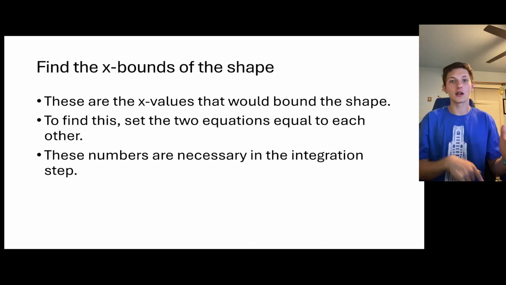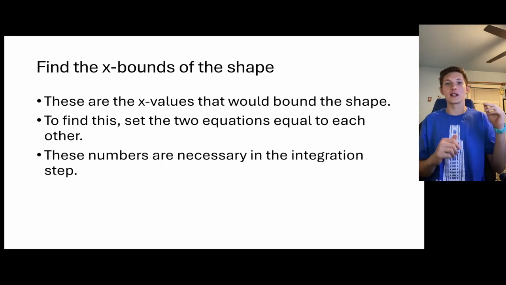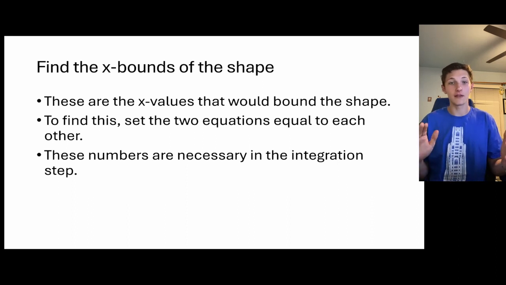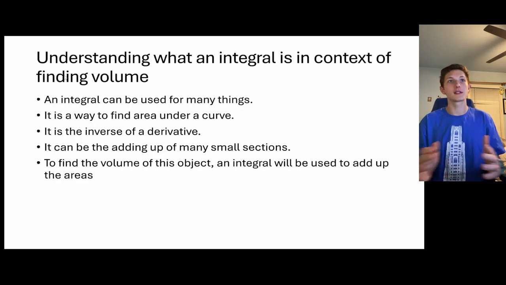Sometimes you're not going to be able to graph it as precisely as this if you're just doing it by hand. So one way to do that is set the two equations equal to each other. So 0 equals 4 minus x squared. Then solve for x, which would be x equals plus or minus 2. And these numbers are going to be heavily used later in the process.